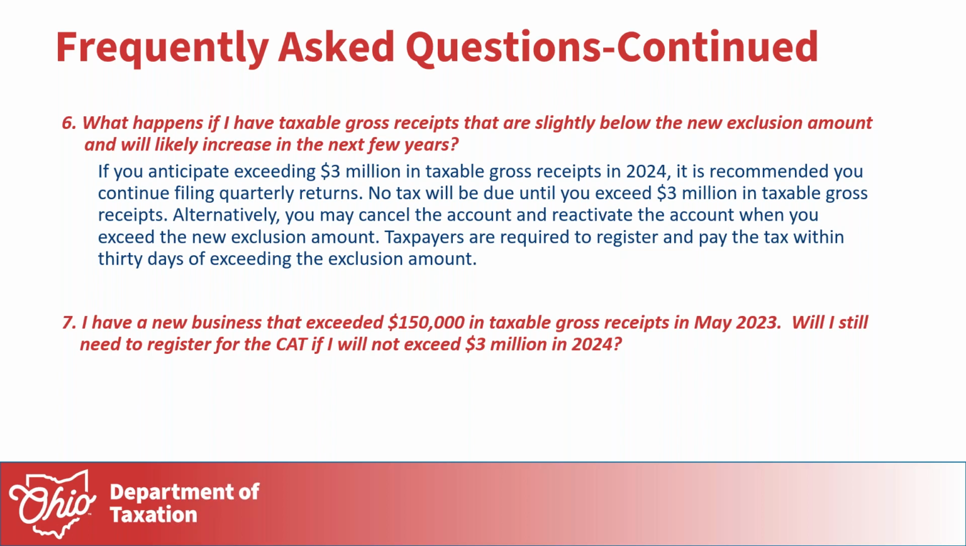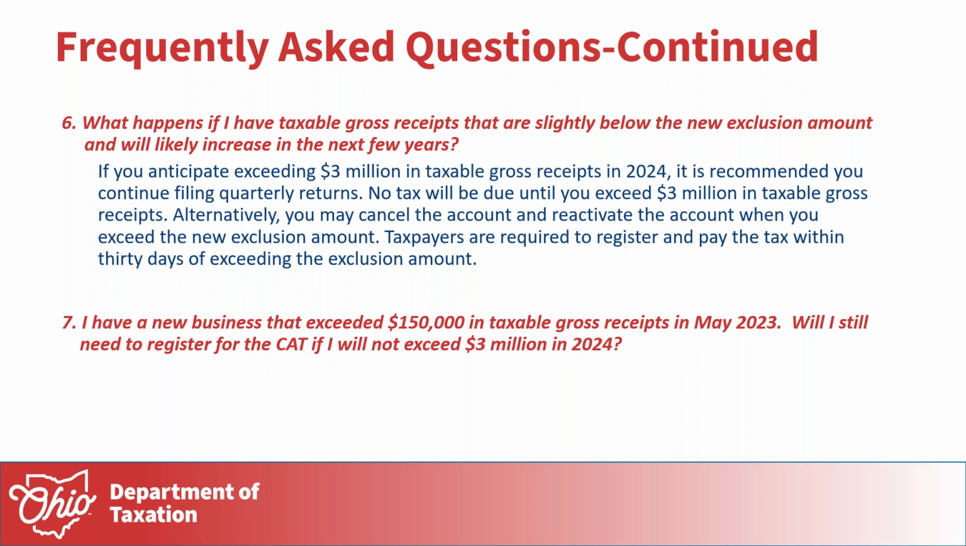But you may cancel the account and then reactivate it whenever you do exceed. Let's say you're not sure that you'll exceed that $3 million, you can go ahead and cancel your account and then get it reactivated when you exceed that new exclusion amount of $3 million. Taxpayers are required to register and pay the tax within 30 days of exceeding that exclusion amount. So just keep that in mind when seeing how this question applies to you.